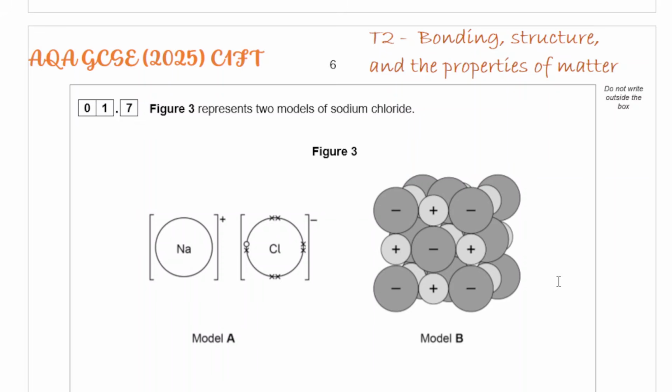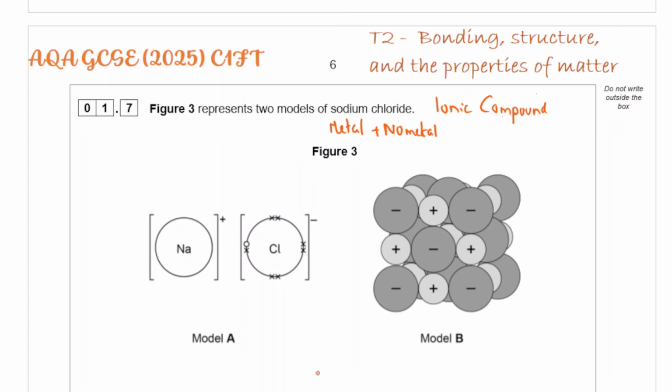Figure 3 represents two models of sodium chloride. Now sodium chloride is an ionic compound because it's made up of a metal and a non-metal. Sodium is a metal, and chlorine is a non-metal.